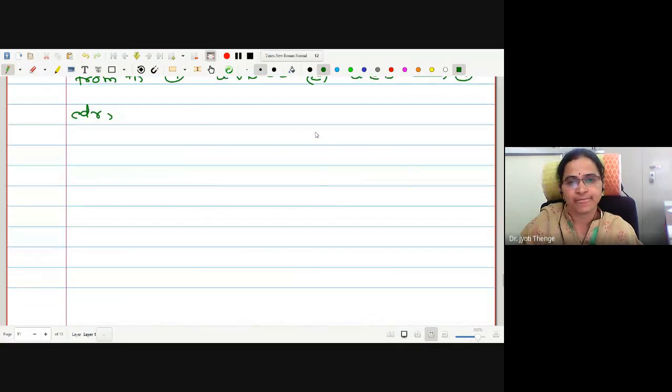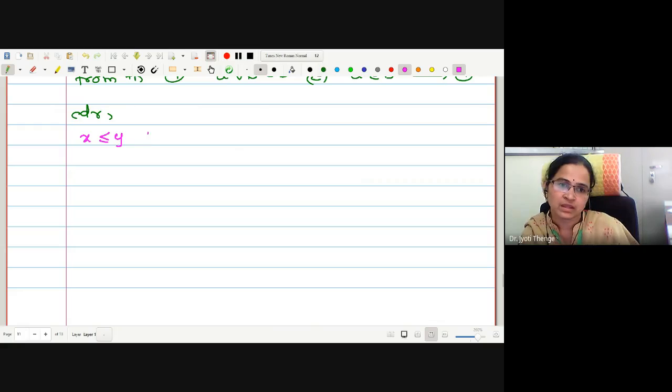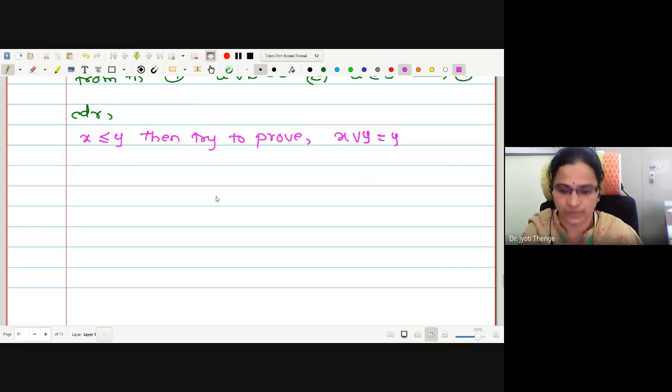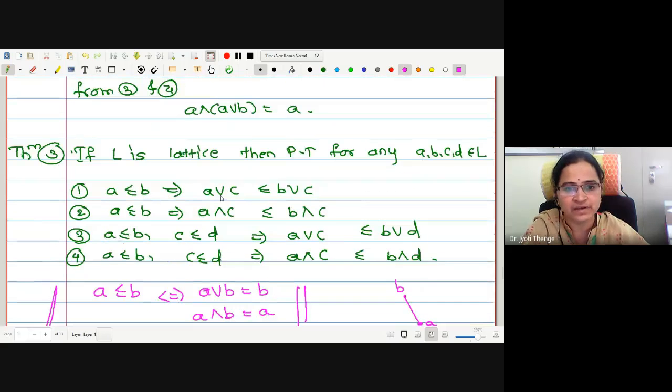Correct? Whenever I want to prove, by the previous theorem, X precedes Y, then try to prove X join Y is equal to Y. Therefore here I will assume this is X and this is Y, and to prove X precedes Y, I will find the join of them and prove the join is Y. A join C and B join C.